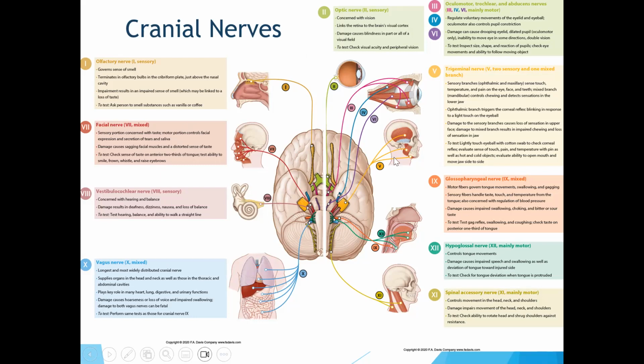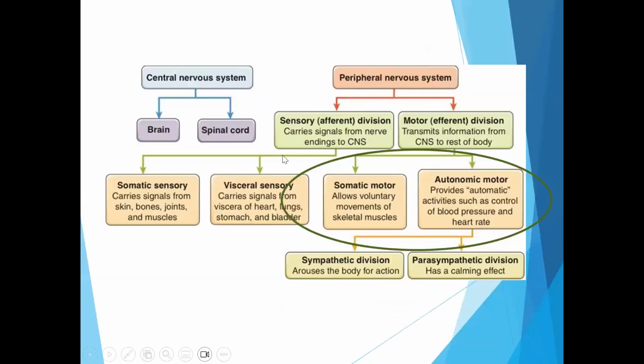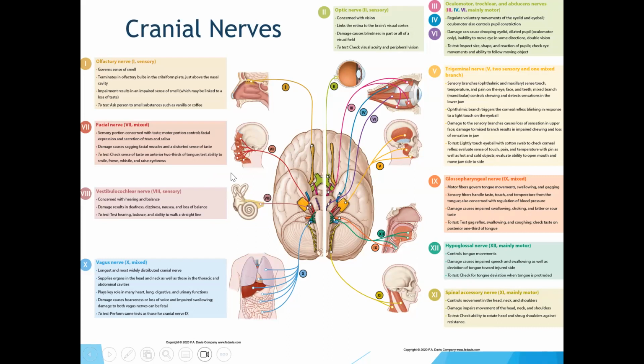Okay, we'll pop across to 9, your glossopharyngeal nerve. That moves your tongue. It does some swallowing. Your gag reflex is also controlled by that nerve. It can also feel some touch of the tongue, as well as hot and cold sensation on the tongue. Number 10 is your vagus nerve.